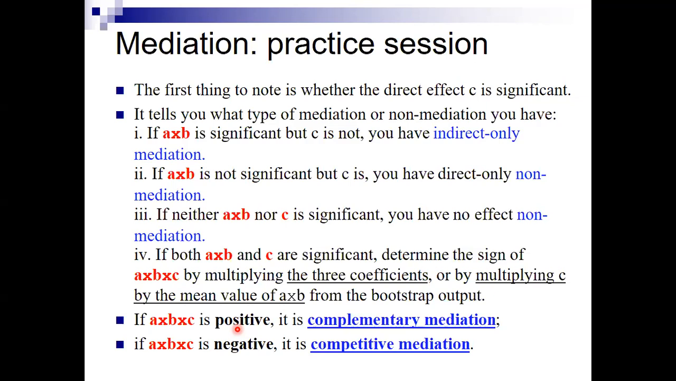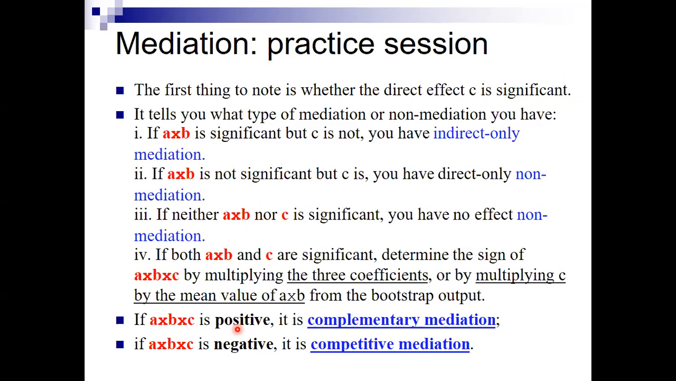This is just a reminder. If A times B is not statistically significant, but C is, you have direct-only, and therefore you have non-mediation. If neither A times B nor C is significant, which means they are both not significant, you have no effect, and also you have non-mediation.